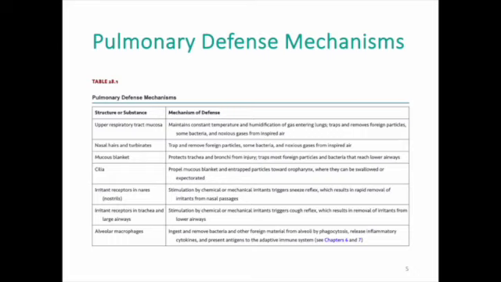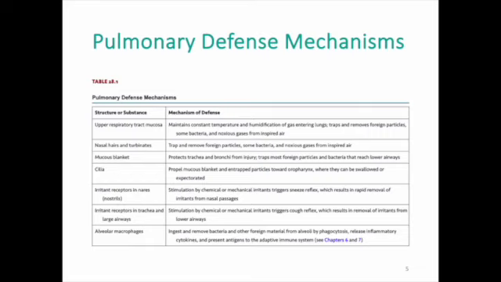Then we have irritant receptors that live in the trachea and the large airways. And many times, what will be triggered is the cough reflex. Any chemical or mechanical irritants will trigger this reflex, and it's going to help us to cough up and remove those irritants from entering the lower airways.